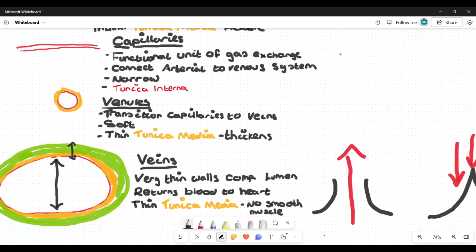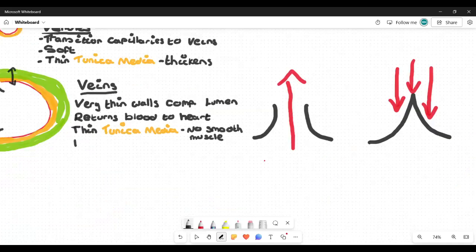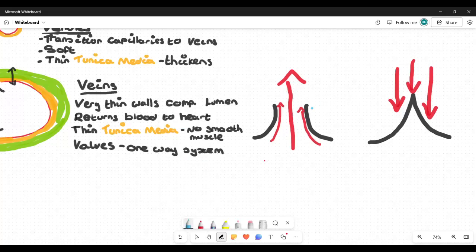Backflow is prevented by the presence of one-way valves. As blood moves up through the valve, it is pushed open. However, when the heart relaxes and the pressure decreases, the blood falls back down onto the valves, pushing them closed so that there can be no backflow. This feature is unique to veins, so I always remember it as V for valve, V for vein.